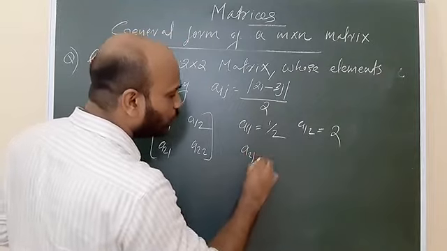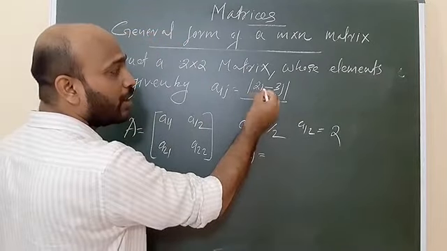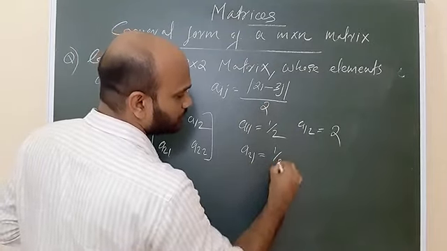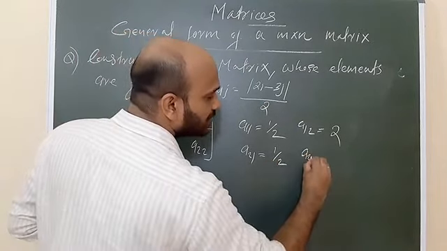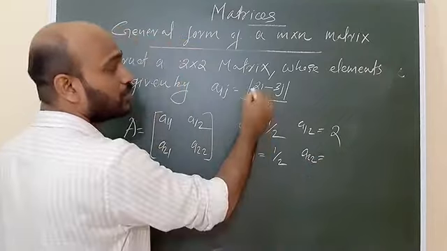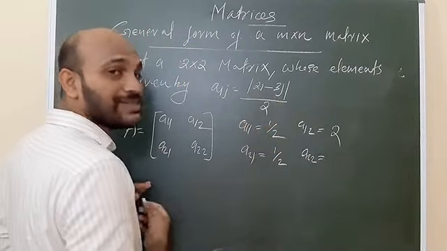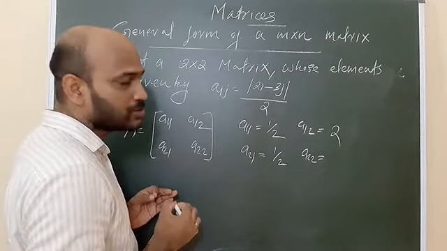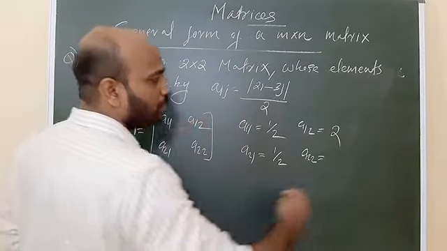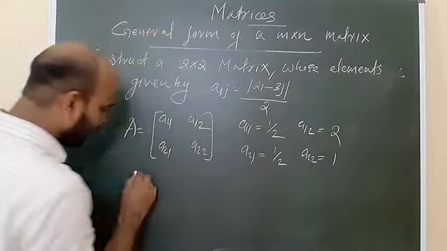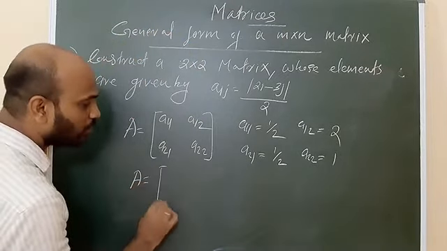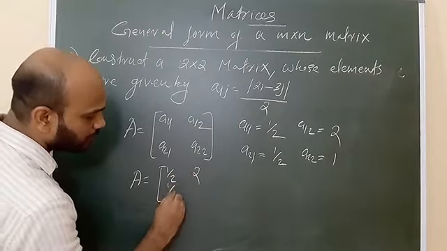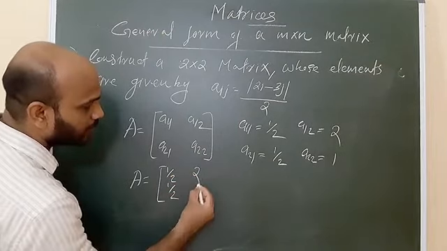Now A21. 2 into 2, 4. 4 minus 3, 1. 1 by 2. Last element is A22. That is 2 into 2, 4. 4 minus 6. 4 minus 6 equal to minus 2. Mod minus 2 will be plus 2. Plus 2 by 2 equal to 1. So matrix A is equal to 1 by 2, 2, 1 by 2, 1.